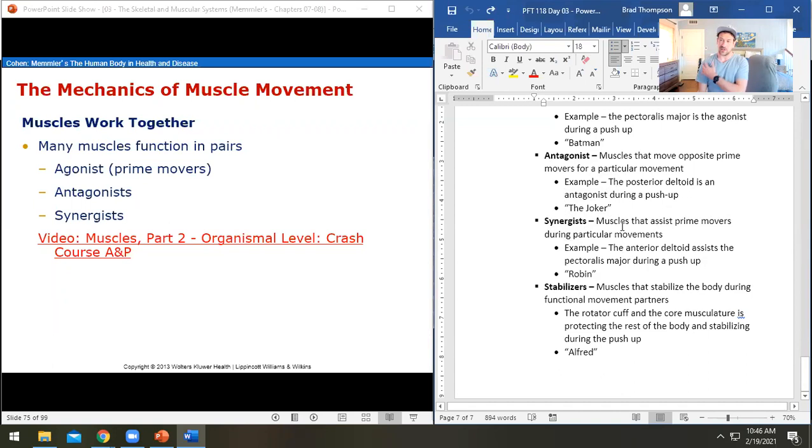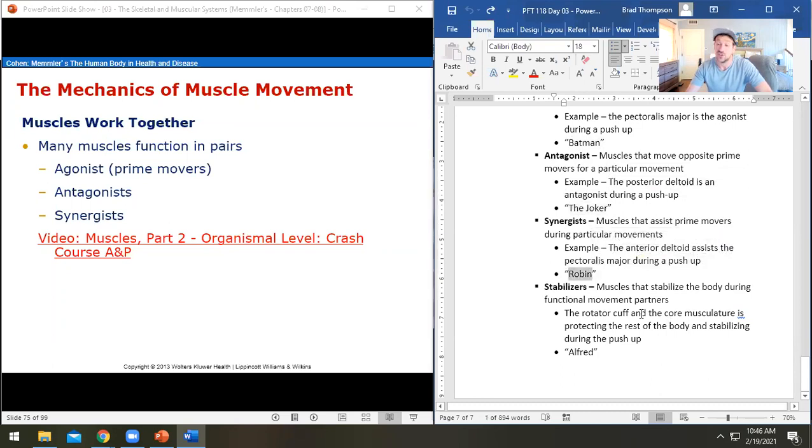So my anterior deltoid, which is right here in the front, also does a little bit of movement during my push-up, right? So I've got my posterior deltoid, which is the opposite. I've got my pec, which is the main muscle, and I've got my anterior deltoid there to help, okay? Think of this as like Robin, right? Like Robin's there to be Batman's sidekick. He's helping out. So you've got the main character, that's the agonist, the opposite character, that's the antagonist, and the helper character, that's your synergist.